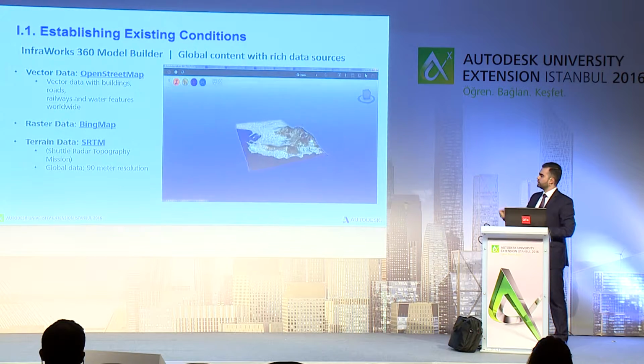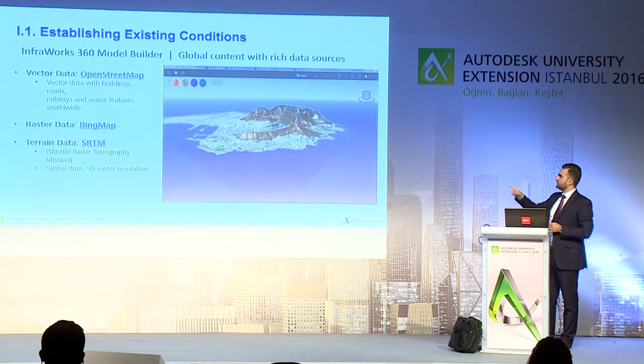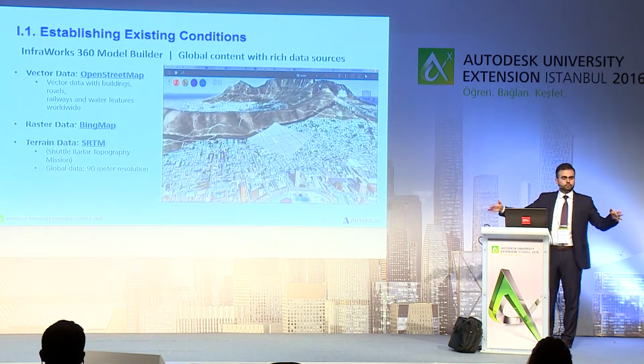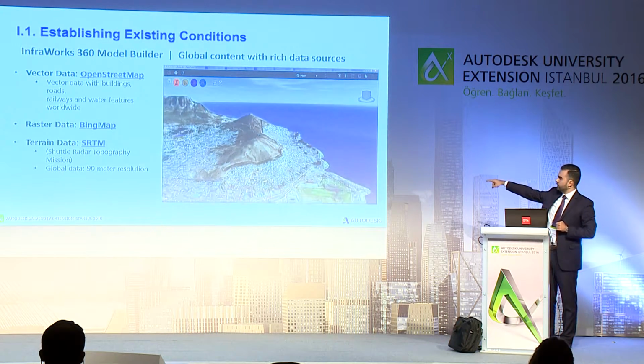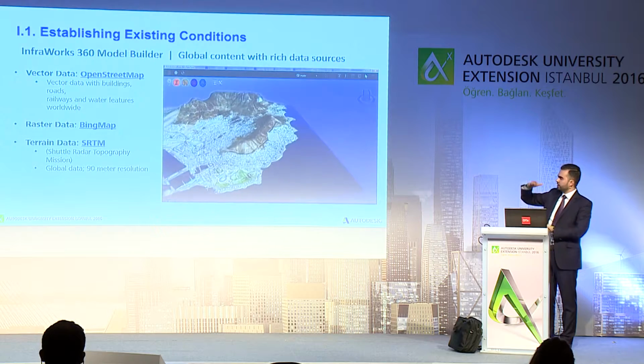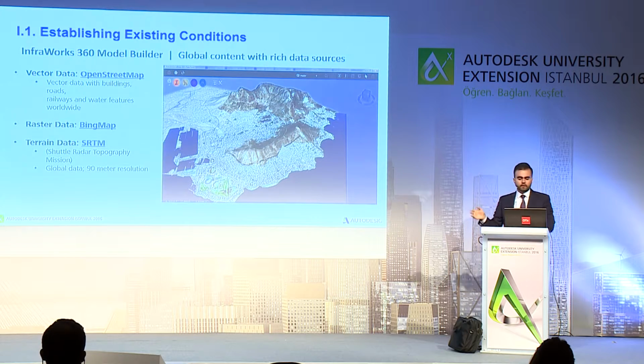So this is the model that was created in Model Builder inside of InfraWorks. As you can see, we have the terrain. We have the satellite imagery superimposed. We have also the buildings. We have like the plots and the heights of the buildings and any water bodies. So if we have a sea, we have a coastline, we have lakes, everything is in there.